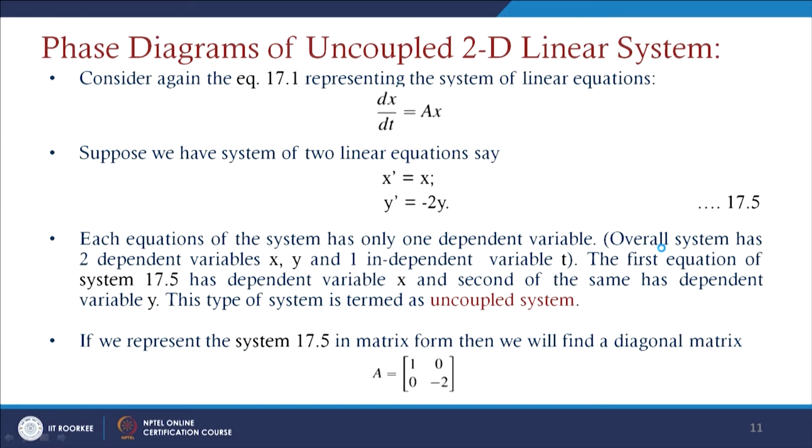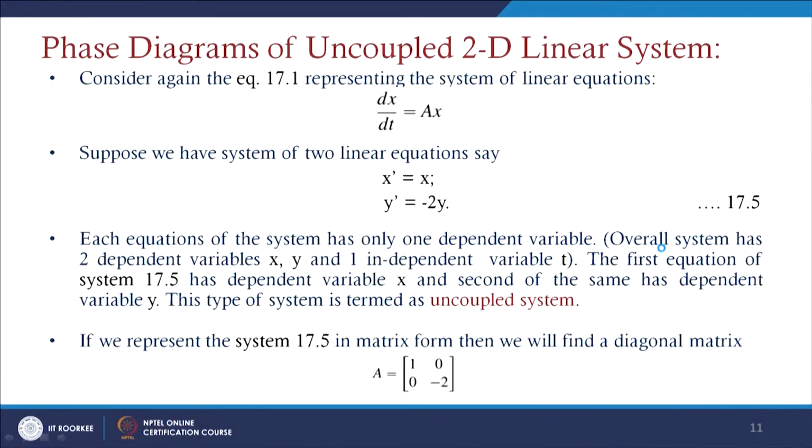If you go for further analysis, since both the cases we have discussed till now are one dimensional differential equations, now let us go for two dimensional differential equations. Consider a two dimensional linear system. In the first case, consider an uncoupled system, with the same equation dx/dt = ax that we defined in equation 17.1. Suppose we consider two linear equations of that form: x dash equals x and y dash equals minus 2y.